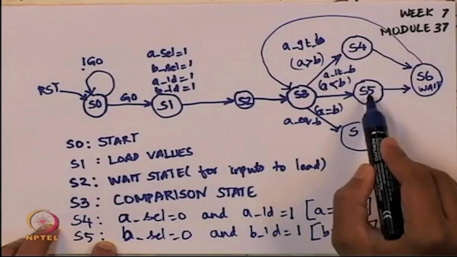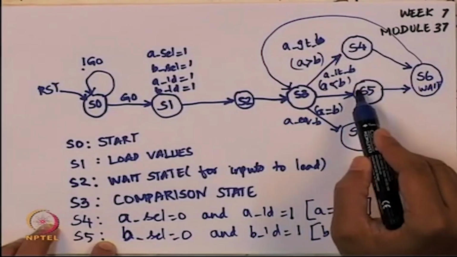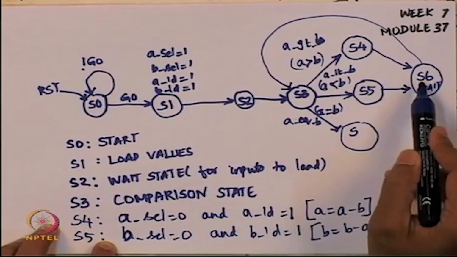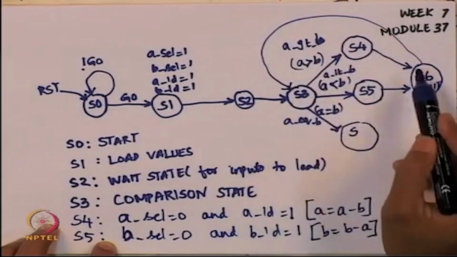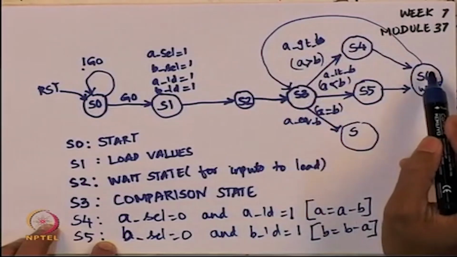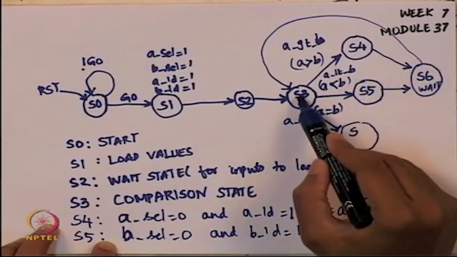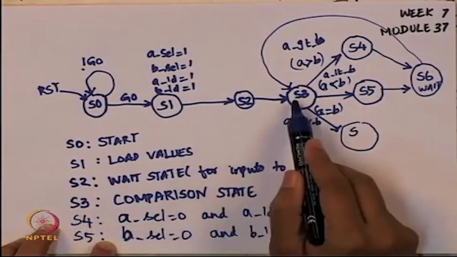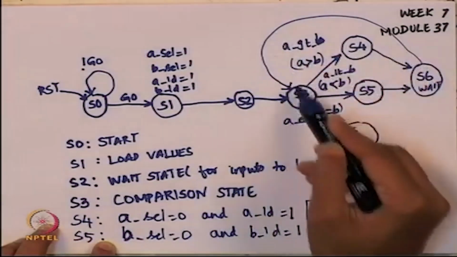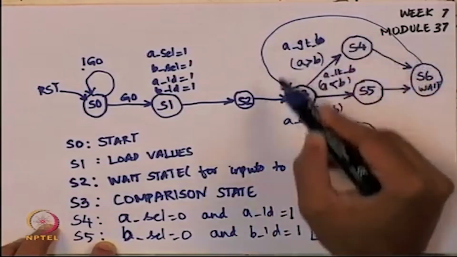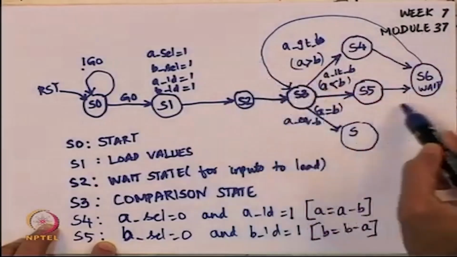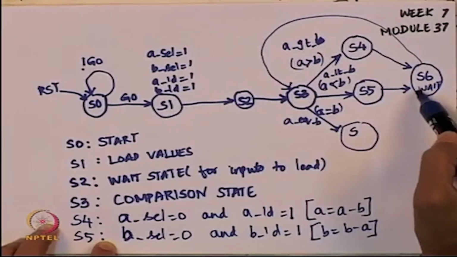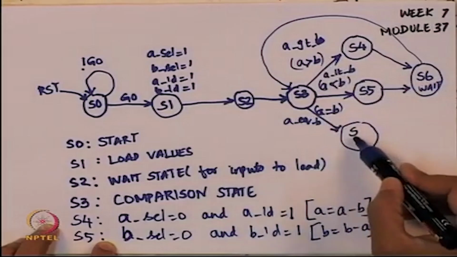So, at S4 and S5 we know the results of the comparison. At S6 we let the registers take the corresponding values, so that in the next cycle they go into the register. At S3, the comparison state, we are ready to compare once more. So, this gives us the while loop. The while loop is: while A is not equal to B. This part takes care of that, but if A is equal to B, that is the exit condition.